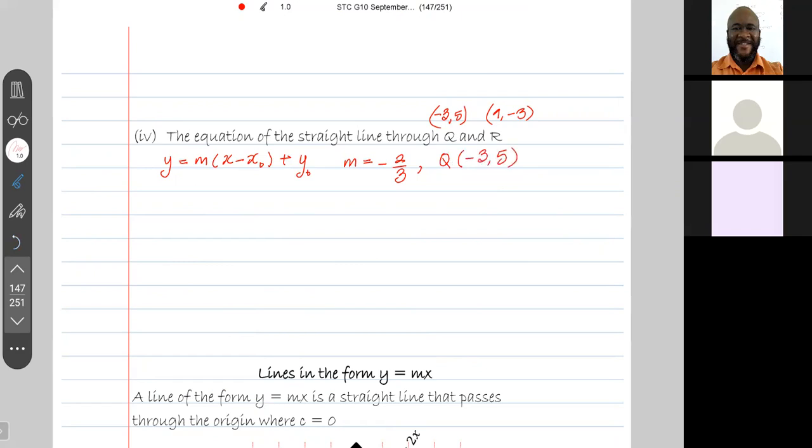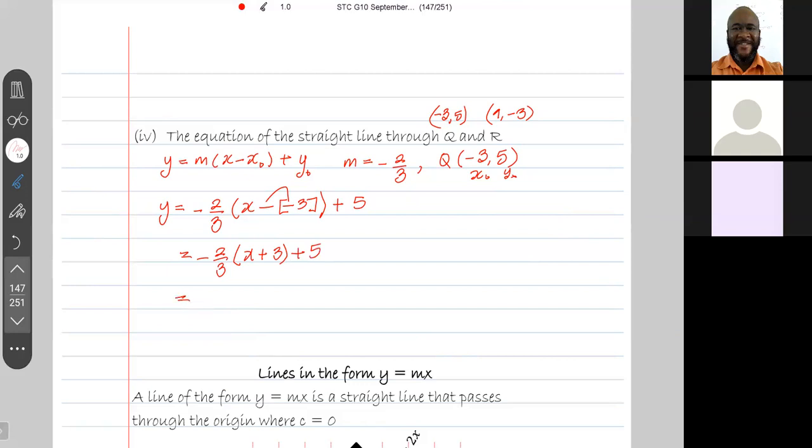Let's put it in. So for the formula, this is x naught, y naught. So y is equal to m, minus 2 over 3, x minus x naught, which is minus 3, plus y naught, which is 5. Guys, when you have a minus in front of a bracket like that, it means multiply. So this is a negative times a negative. So this is minus 2 over 3 x. Negative times a negative is a positive, 3, plus 5 at the end.